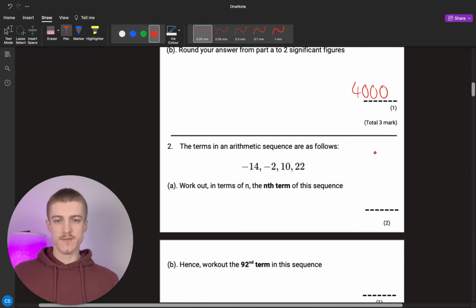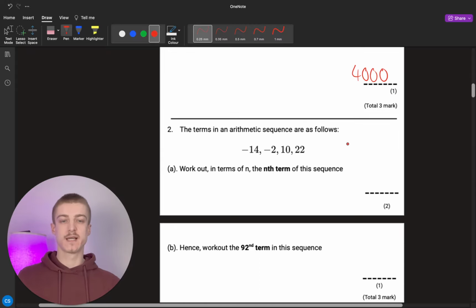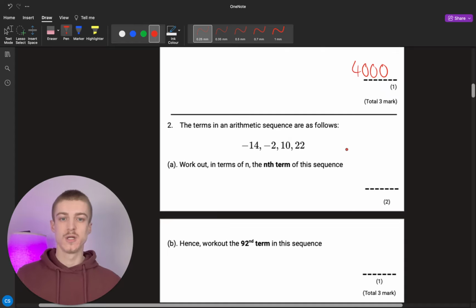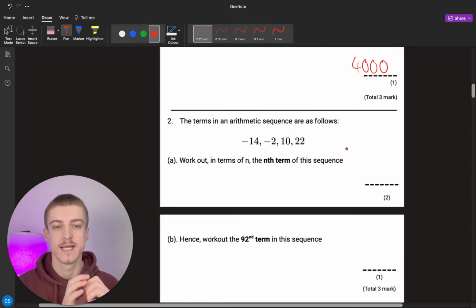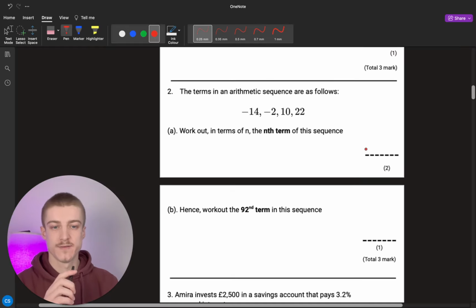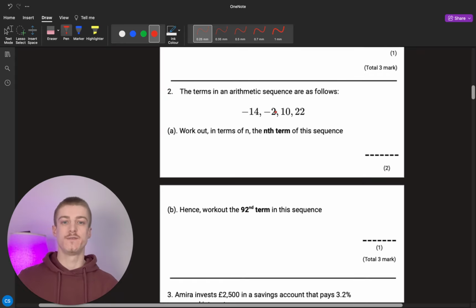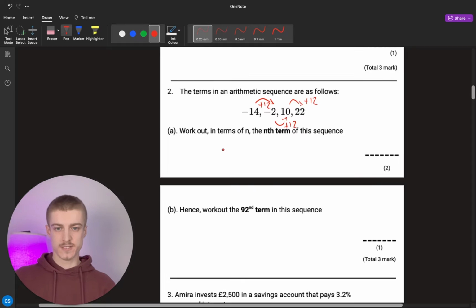Question 2. The terms in an arithmetic sequence are as follows. Minus 14, minus 2, 10 and 22. Work out in terms of n the nth term of this sequence. So what do we need to do first? We need to find out what the sequence is going up in. The difference between minus 14 and minus 2 is 12. We're adding 12. And then from minus 2 to 10, we're adding 12 again. Okay. So this gives us 12n, right?